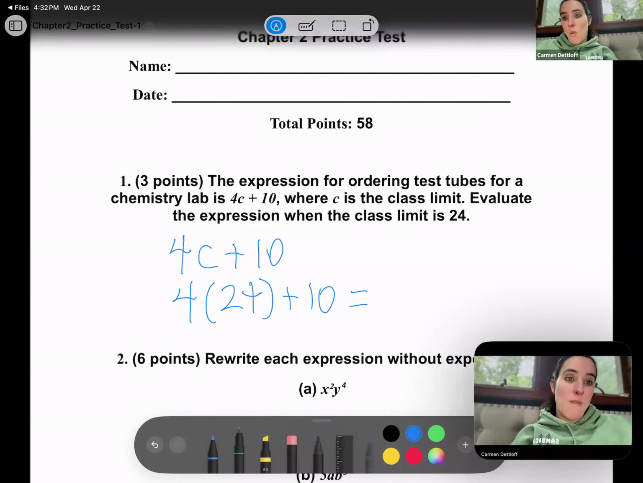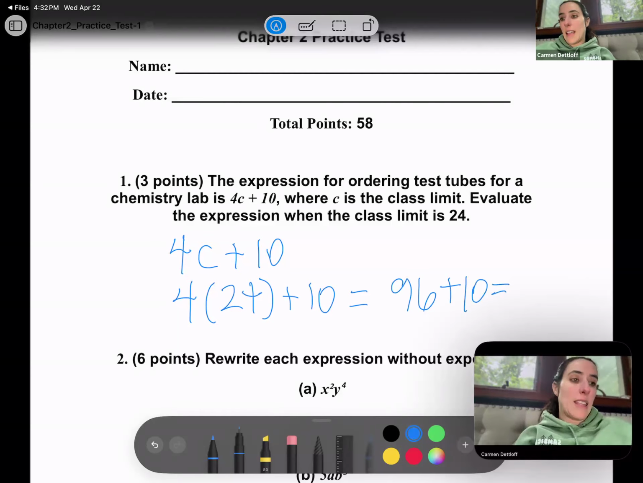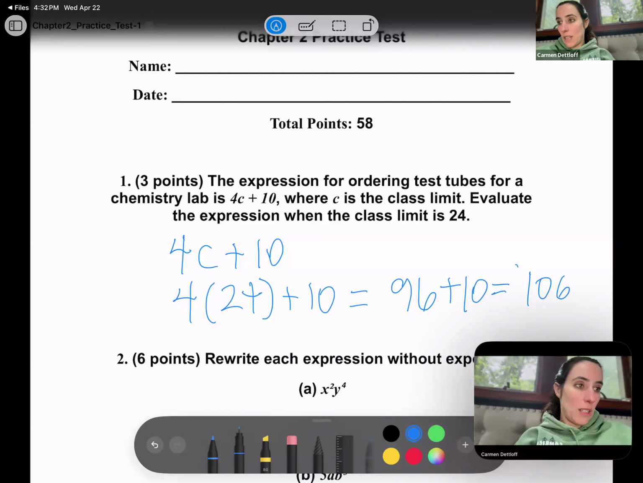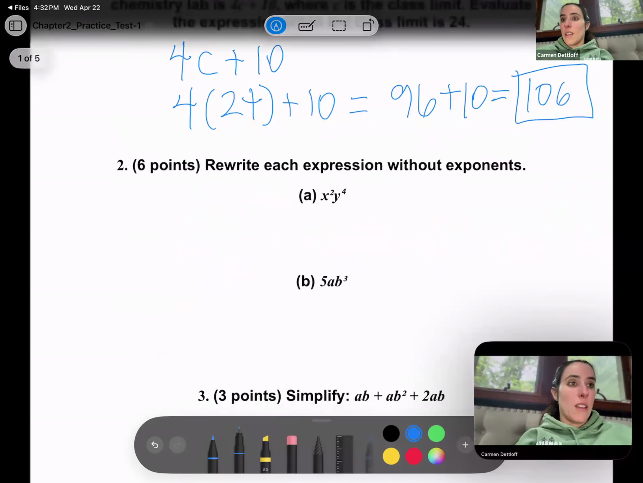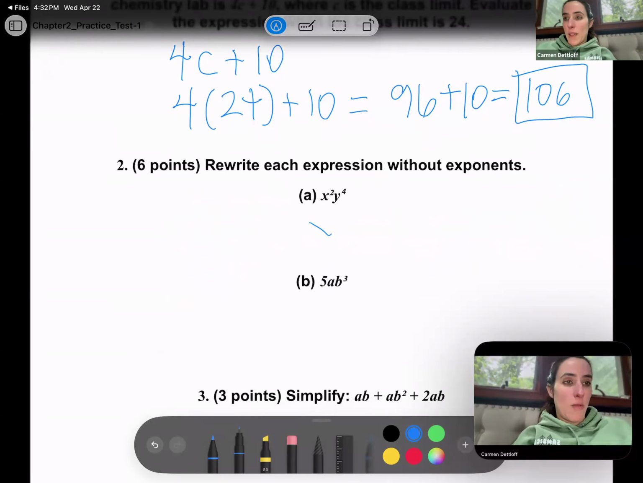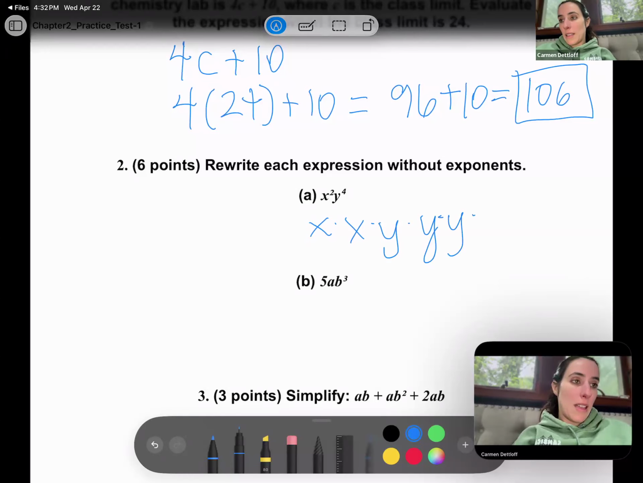4 times 24 is, let's think, 96 plus 10. 96 plus 10 is 106. That's our answer for this one. Number 2, this is easier than it sounds. Rewrite without exponents. We're just going to expand. So it's expanded form. X squared is x times x. Y to the fourth is y times y times y times y.